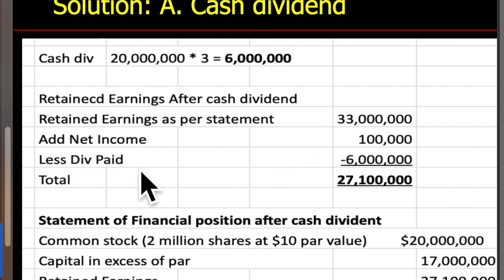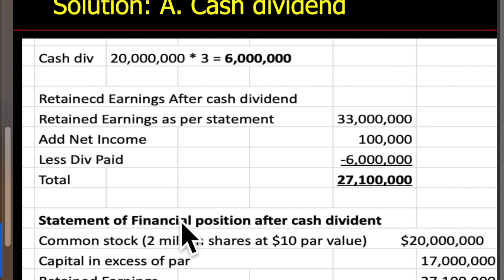So this will give us, okay, you also have to subtract the dividend paid. This is our dividend paid, right? Minus 6 million, it will give us 27,100,000. This is the retained earnings at the end of the period. Why are we doing this? We are doing this adjustment to see what the ending retained earnings will be, because we have a cash dividend payment of 6 million, and how will it affect the retained earnings? So we have the beginning retained earnings, then we add the net income 100,000, then less the dividend payment, which is 6 million, and our total retained earnings is 27,100,000.